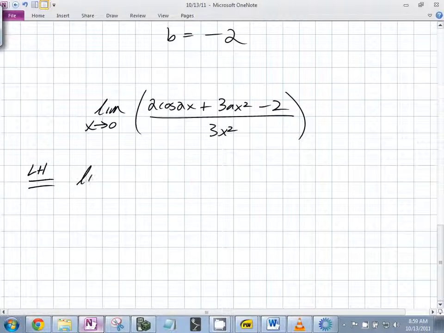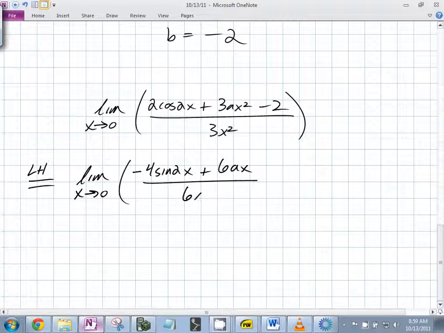You're going to get the limit as x goes to 0 of, what's the derivative now? Negative 4 sine 2x plus 6ax all over 6x. Okay, we want that to go to 0, correct? Well, this is going to go to 0. What's sine of 0? 0. So both of these already go to 0. So the bottom already goes there. So what can we apply again?